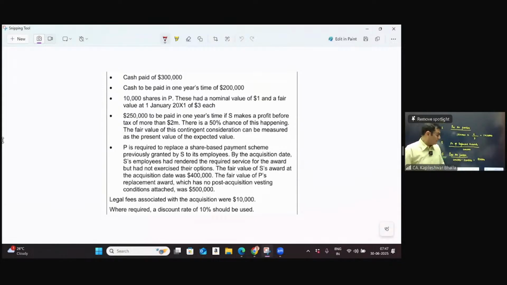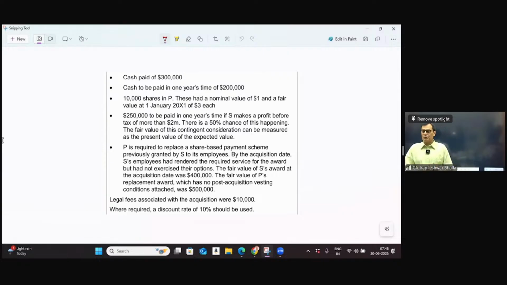So far, whatever we have covered, this question is going to cover all the aspects so far. I am given there is a cash paid which is 3 lakh. I'm given that there is a cash paid in 1 year's time that is 2 lakh. What is this cash paid in 1 year's time? Future payment. Can I call it a deferred consideration? DC? Deferred consideration. Absolutely. We can call this a DC because it's a confirmed payment at a future period of time. So it is DC.